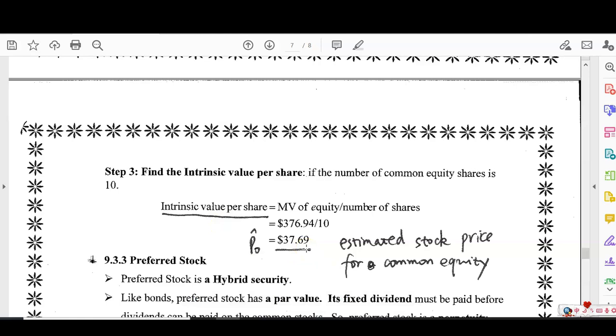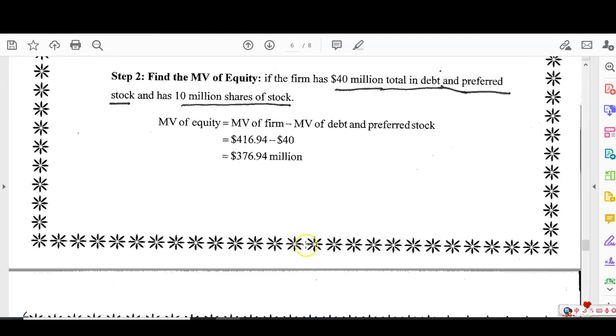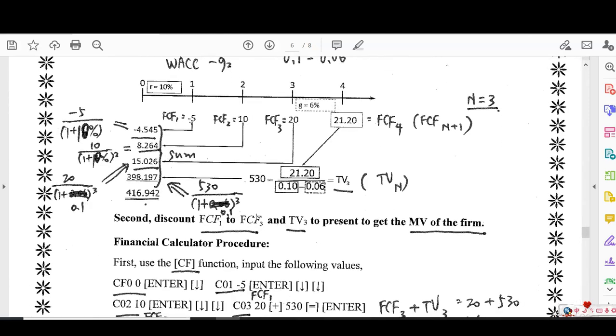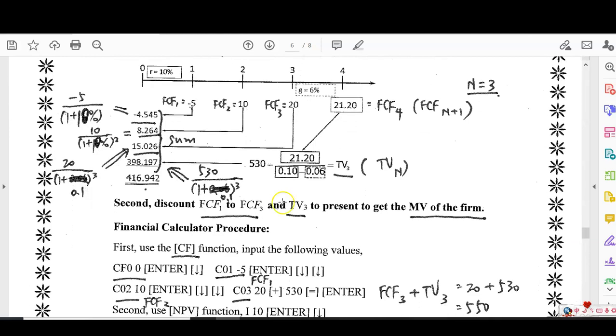Okay, so here is the 3-step process for looking for the firm value, looking for the market value of equity, and finally the stock price. And in the first step, it's a 2-stage model here for solving for the market value of the firm.